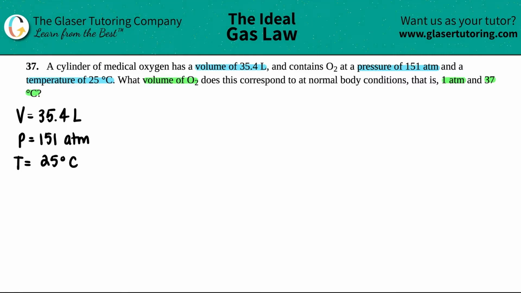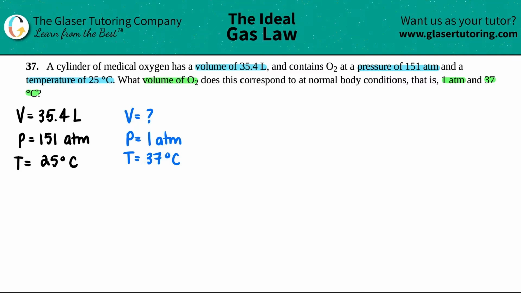And now here comes the new criteria. They're asking what new volume of this oxygen does this correspond to at a different condition, normal body conditions. So I'm looking for a new volume. Maybe I'll put this in blue. Question mark. What volume? That's what I'm searching for. And at these conditions, they change the pressure on us. Now we're at 1 atm. And they gave us a temperature of 37 degrees Celsius.